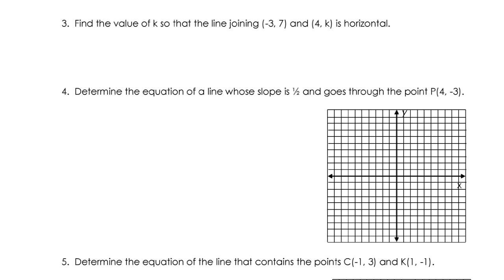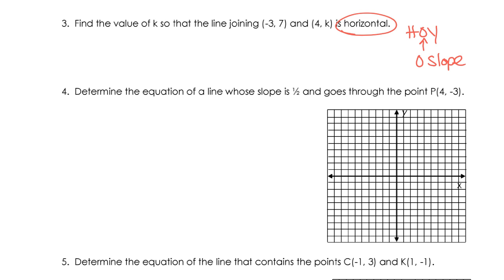Okay, so we're on the back side of day 1 notes for Unit 10, and in number 3 it says find the value of k so that the line joining negative 3, 7 and 4k is horizontal. And if you remember in the warm-up, we were talking about horizontal lines, right? So we're going to remember the HOY, H-O-Y, H for horizontal, okay? And in the middle is a 0. And I know it's an O, but it actually stands for zero slope.